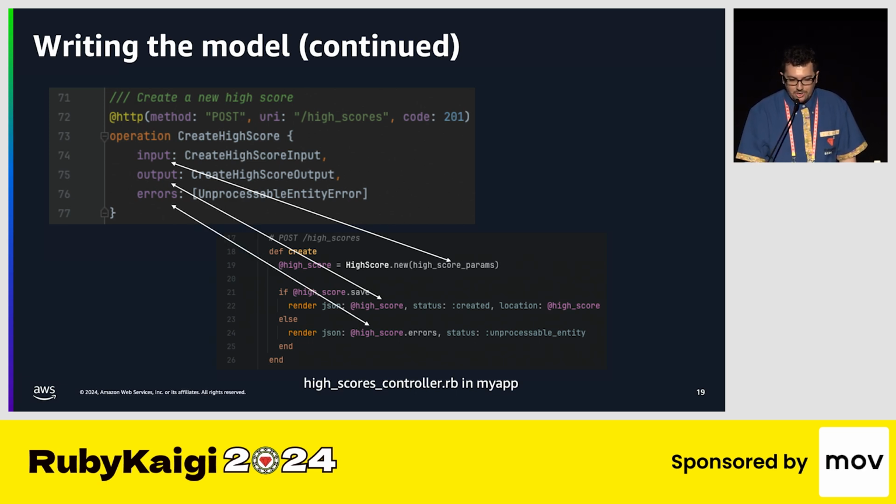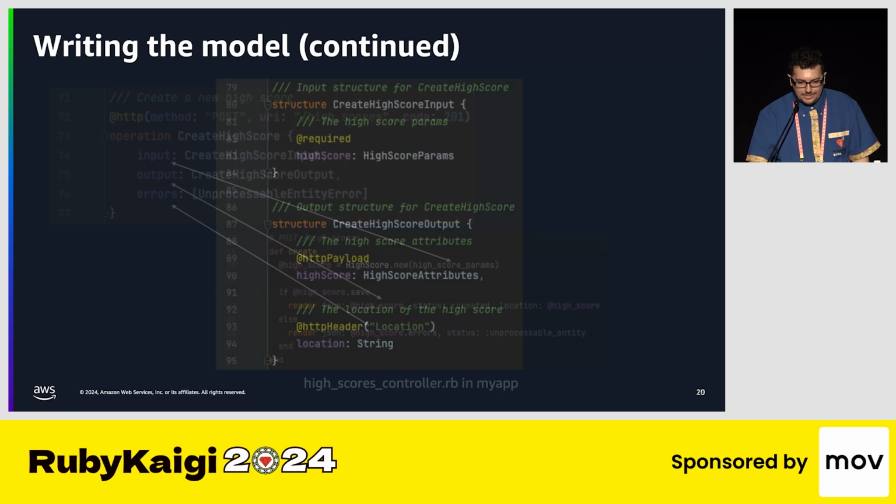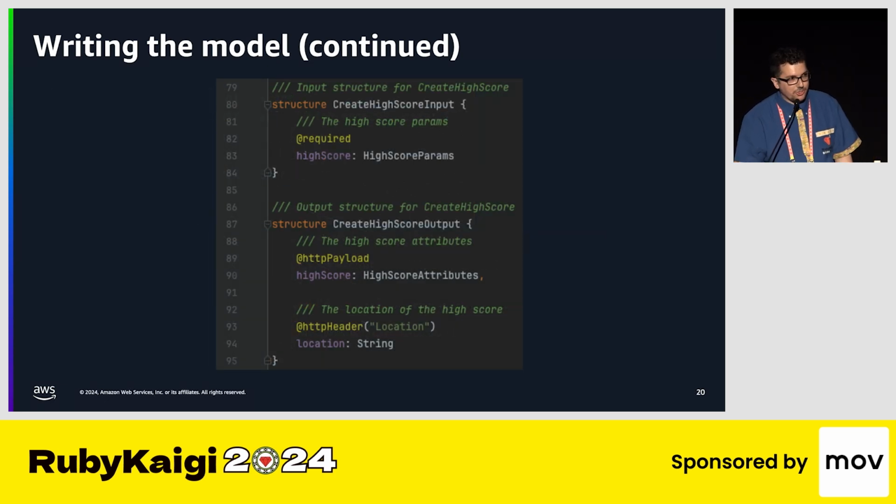If saving fails, our model will render errors with an unprocessable entity error, so we define that as a possible error in the model. Here are the input and output shapes. We specify that the input must require a high score member that maps to our high score param shape. Our output shape has our high score attributes as a JSON payload.